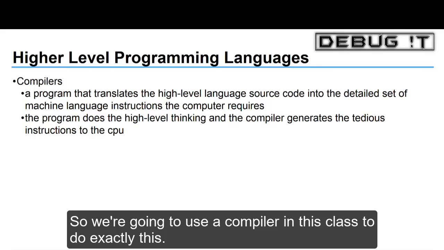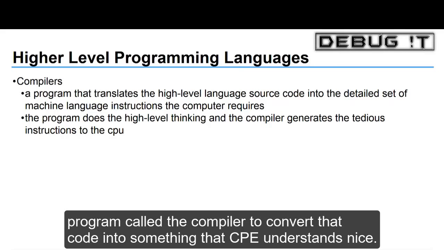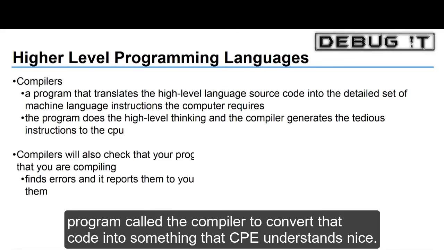So we're going to use a compiler in this class to do exactly this. We're going to write source code in a much high-level abstract form, and then we're going to run a program called a compiler to convert that code into something that the CPU understands.